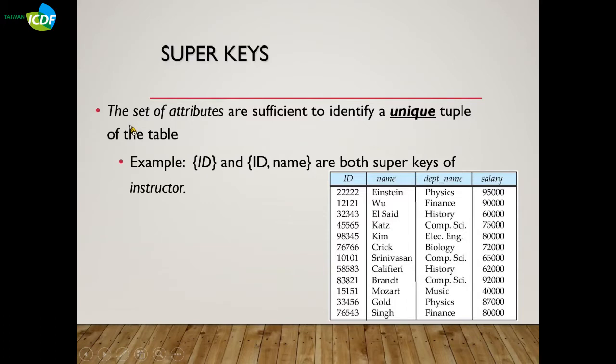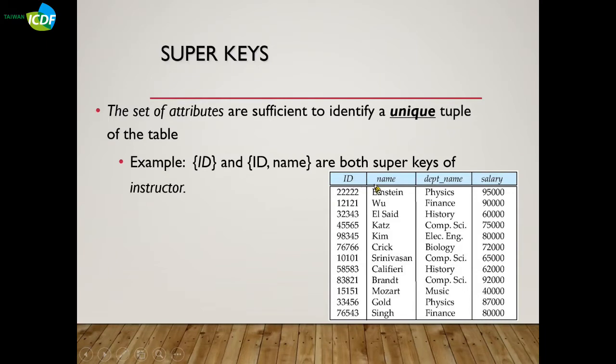Superkey is the set of attributes which are sufficient to identify a unique tuple of the table. In other words, any combination of attributes which can help find out a unique tuple in this table can be called a superkey. And now we take the instructor table as an example.